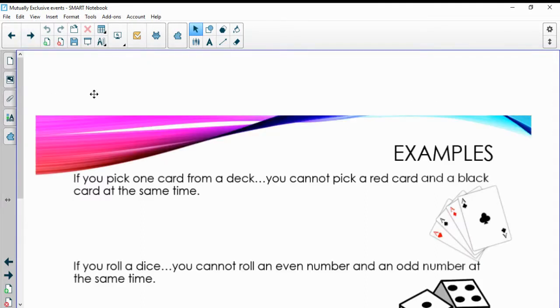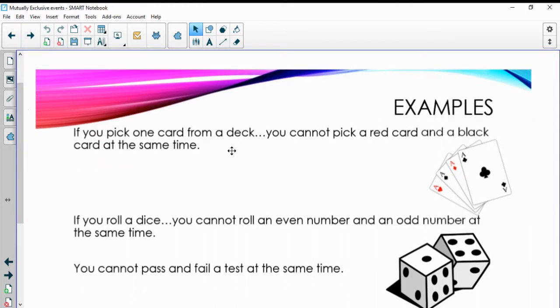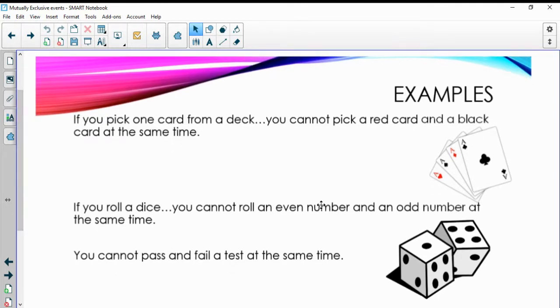So, for example, if you pick one card from a deck, you can't pick a red card and a black card at the same time. You pick one card, it's either red or black, it's not both. So those things are mutually exclusive. If you roll a dice, you can't roll an even number and an odd number at the same time. You're either going to get an even number or an odd number, but not both. And also, you can't pass and fail a test at the same time. You either get a passing grade or a failing grade, but not both. Okay, so those are some examples.